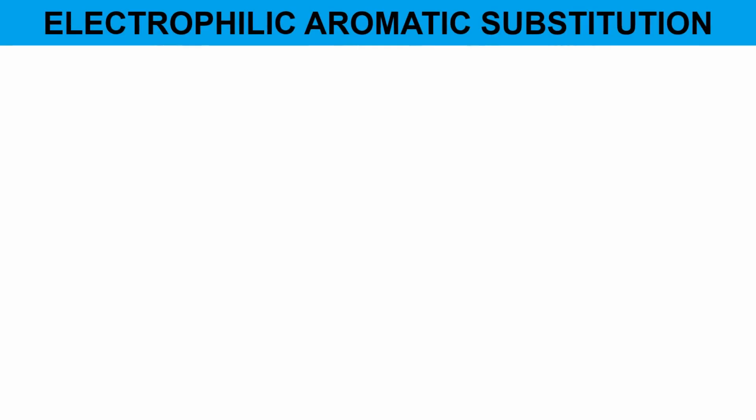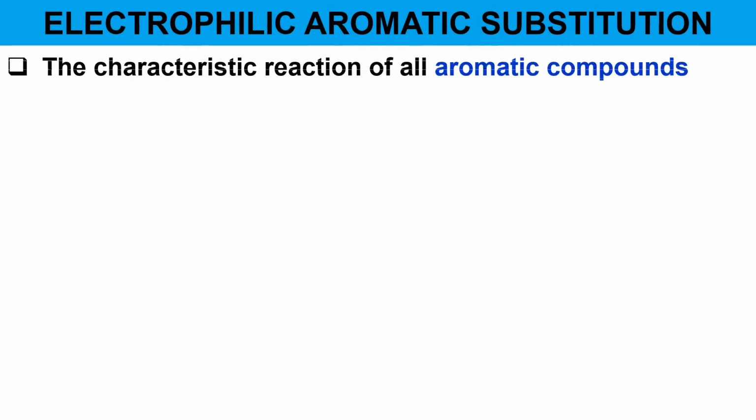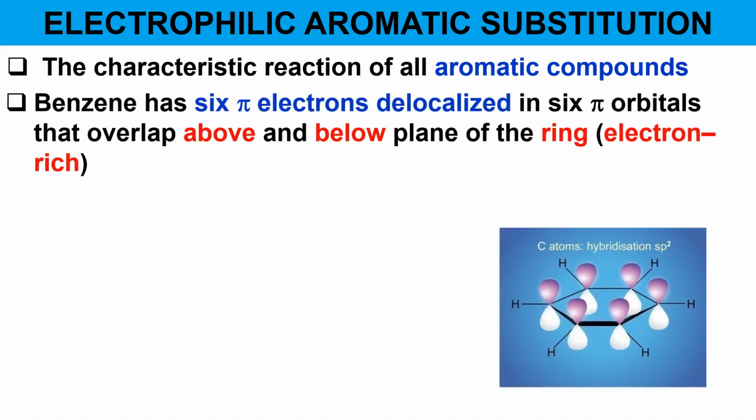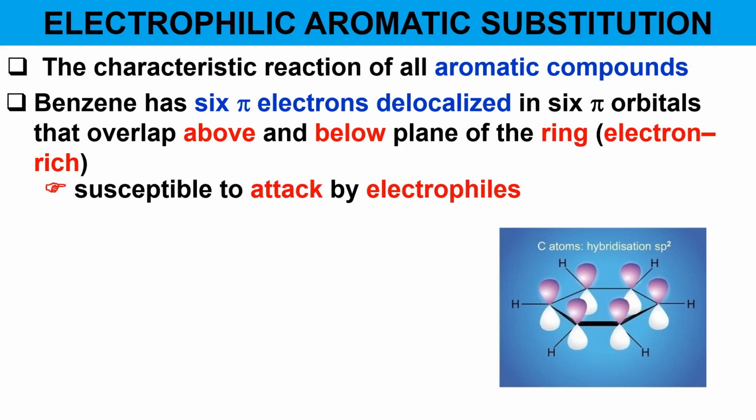Electrophilic aromatic substitution. The characteristic reaction of all aromatic compounds. Benzene has 6 pi electrons delocalized in 6 pi orbitals that overlap above and below the plane of the ring. Thus, benzene is a nucleophilic site which is electron-rich and susceptible to attack by electrophiles.